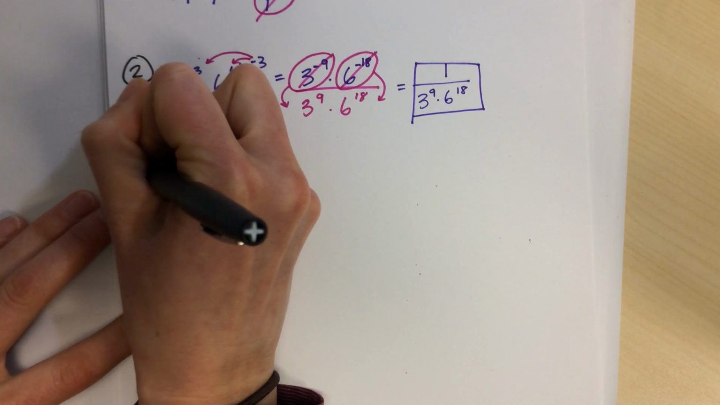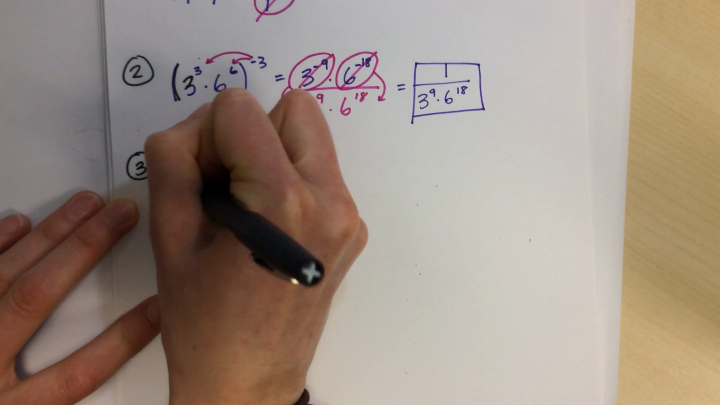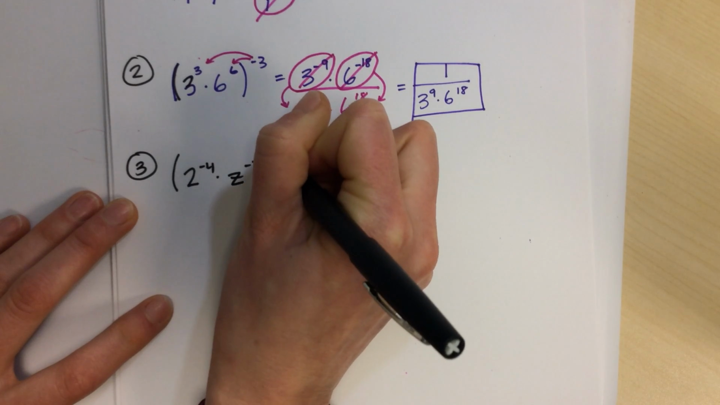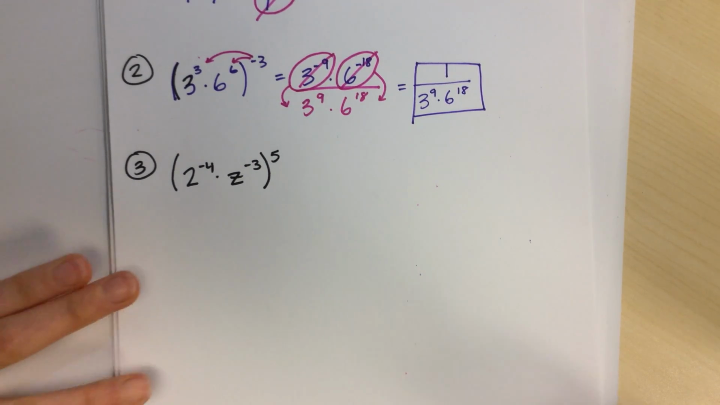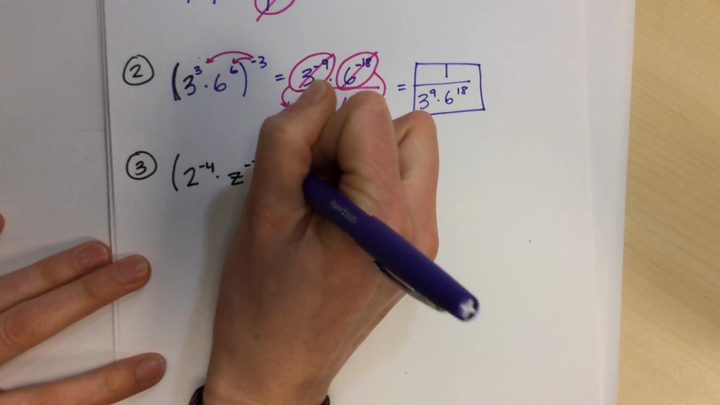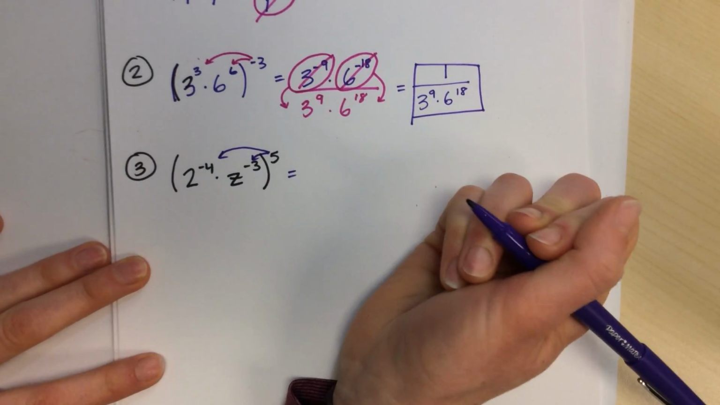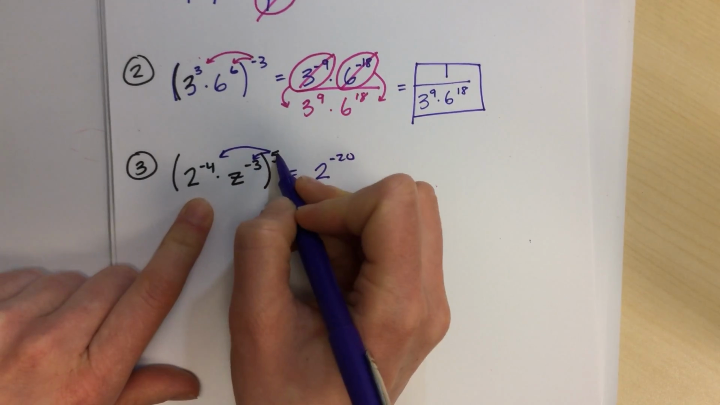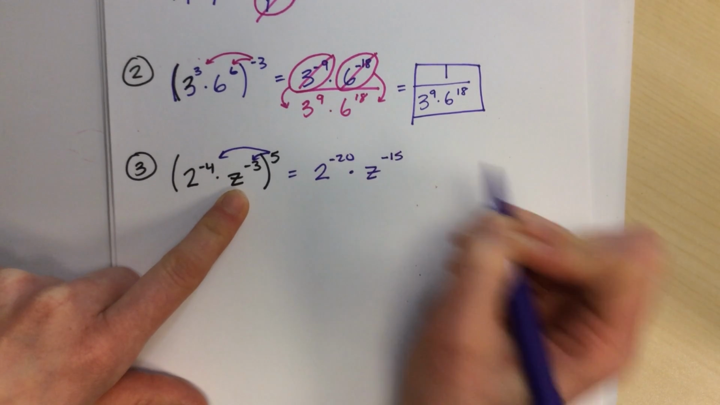All right, 2 more examples. These are kind of similar, but more examples is never bad. We got 2 to the -4th times z to the -3rd, all raised to the 5th. Again, pause the video, see if you can do it on your own. We got exponents on top of each other, so we just distribute that exponent. So we're left with 2 to the -20, because we did -4 times 5, times z to the -3 times 5, which is -15.